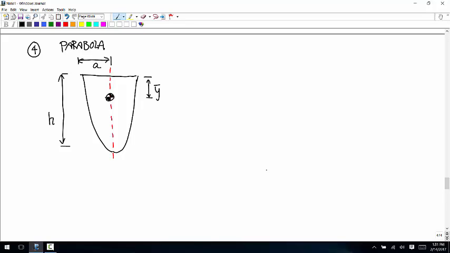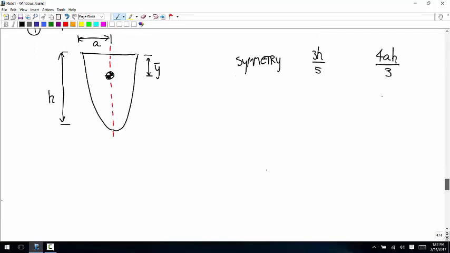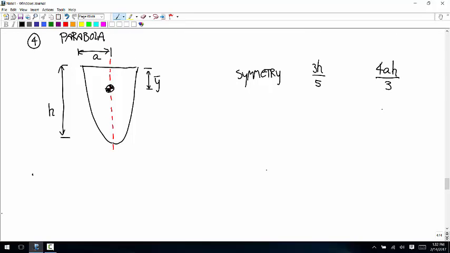Okay, so the x bar just comes from symmetry. The y bar is equal to 3h over 5. And the area is 4ah over 3. Let me know if I'm going too fast or anything. And then the last one is half a parabola.